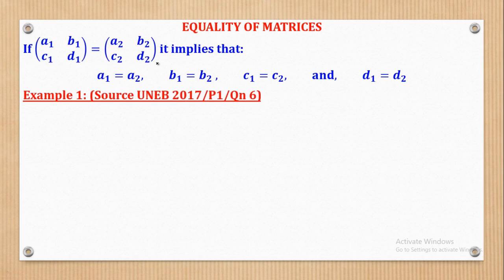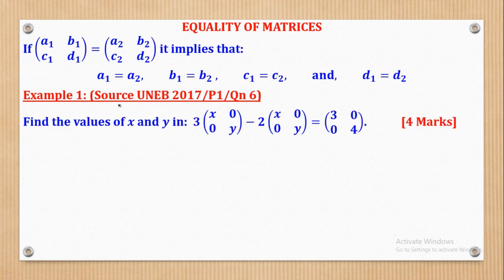So now that we know what we mean by equality of matrices, we can now do the following examples. Example 1 came from UNEB 2017 paper 1 question 6, and it says find the values of x and y in 3 times matrix of x 0 0 y, minus 2 times matrix of x 0 0 y, equal to matrix 3 0 0 4, and they give it 4 marks.